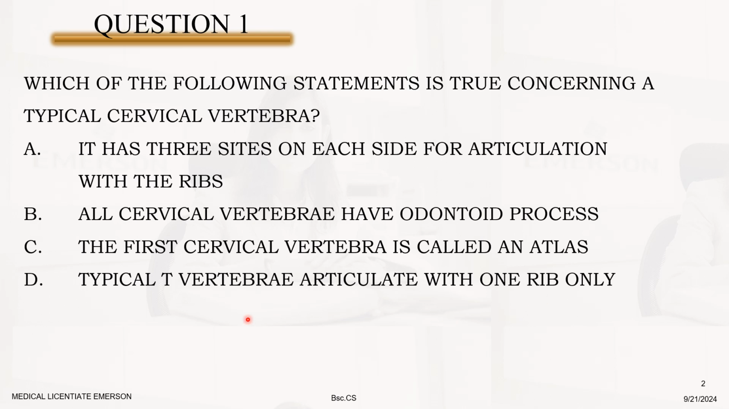Okay, so you have gotten maybe a pen and a paper where you'll be writing down your attempts. So before I show you the answer, you mark yourself just to see how many you are going to get correct. Okay, so the answer for this question is C. The first cervical vertebra is called an atlas. Feel free to pause the video before I tell you the answer. Okay, so let's go to the next question.